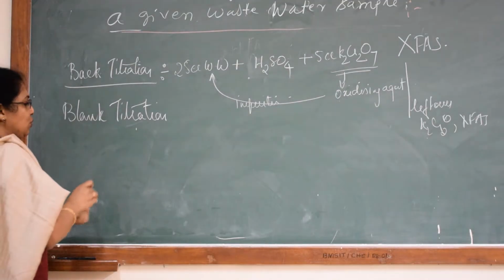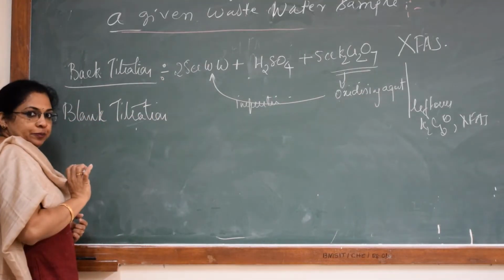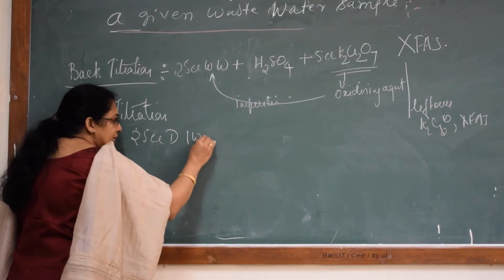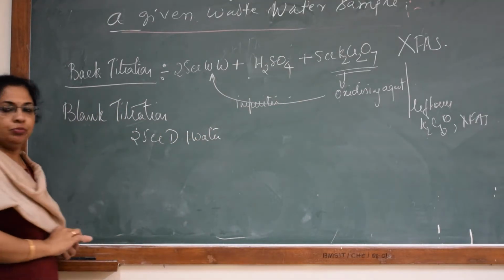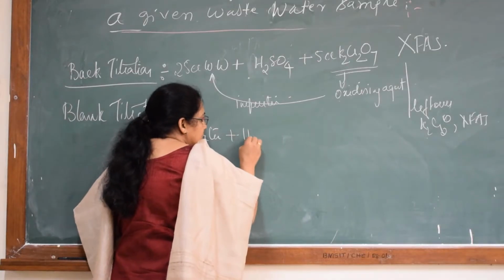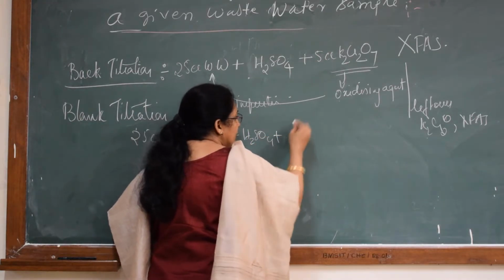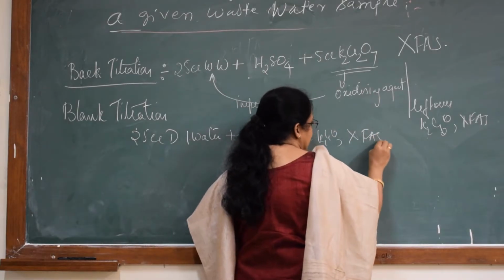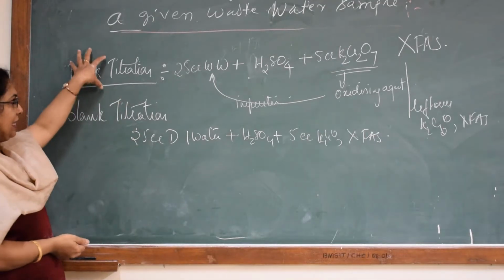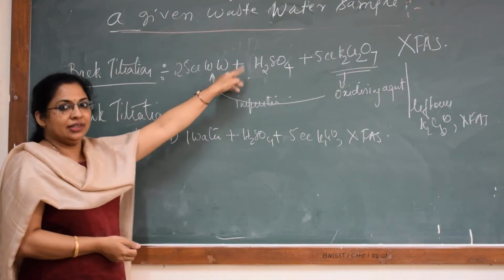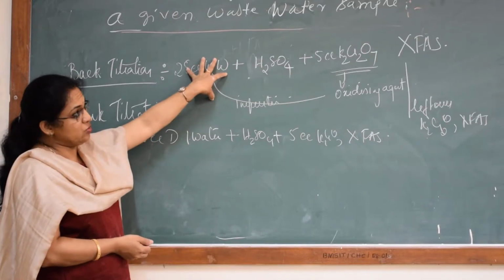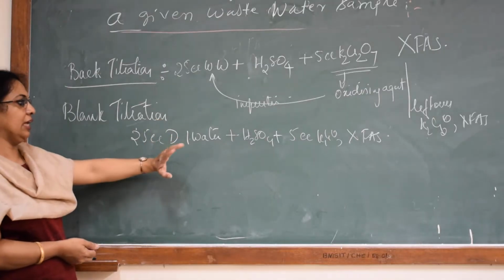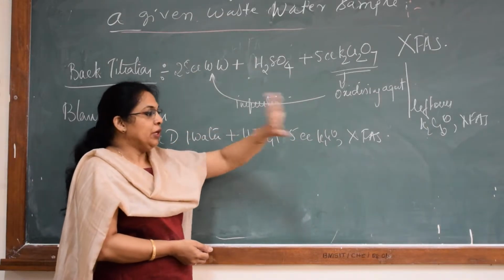So in the back titration, what we do is we don't take wastewater. We take just 25 cc of pure DI water. Take pure DI water, okay, and just add sulfuric acid, and you need to add exactly the same 5 cc of K2Cr2O7 and do the titration against FAS. So we are doing first the titration where we take wastewater and dichromate. In this case you don't take wastewater, instead you take pure DI water and add sulfuric acid for titration.